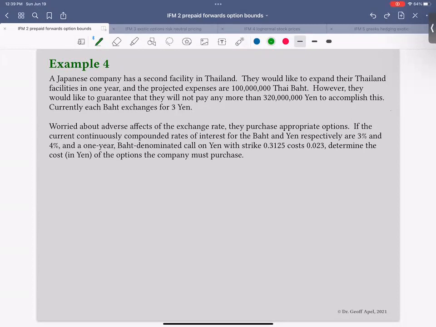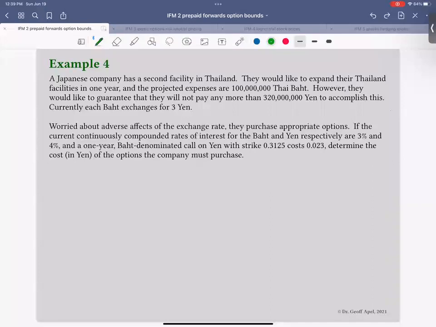So, all right, let's go ahead and look at this question here. A Japanese company has a second facility in Thailand. I tried to use two non-US countries just for us so that we can practice this idea of putting our frame of mind in one thing and then thinking of another thing as the foreign one to us. Where both of them are kind of foreign to us in a way.